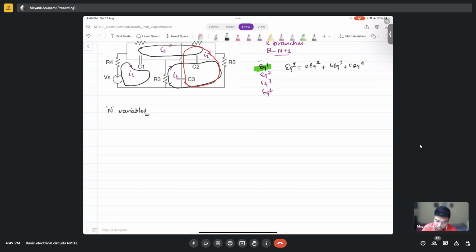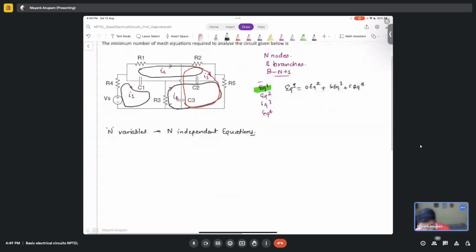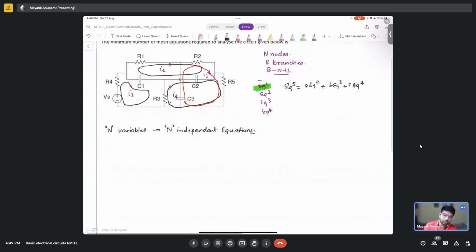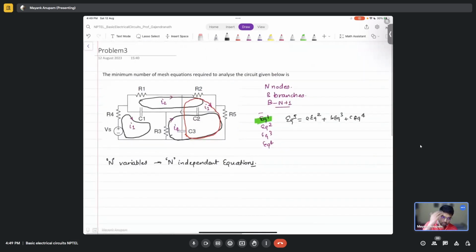how many equations do you need to find these n variables? N equations, right? N independent equations you want, correct? If you have n independent equations, you can definitely solve for all the n variables, right? This is linear algebra, correct? Yes, fine. So now tell me how many unknowns are there in this circuit.